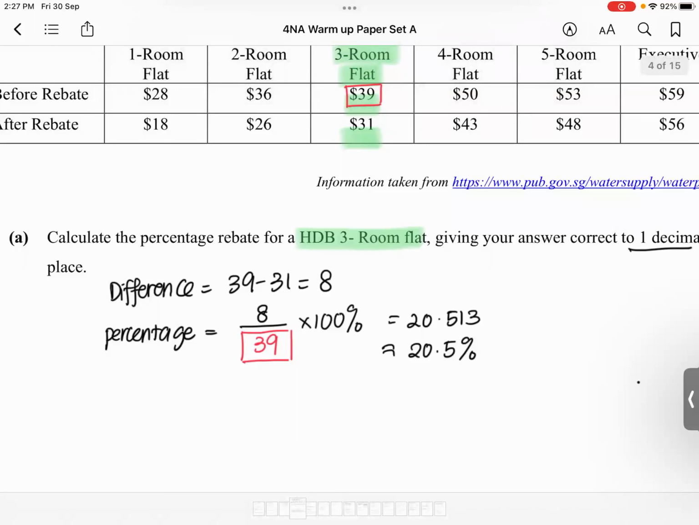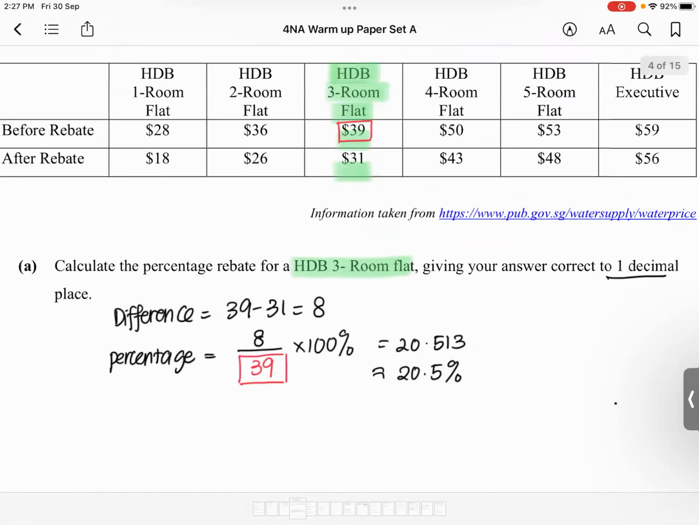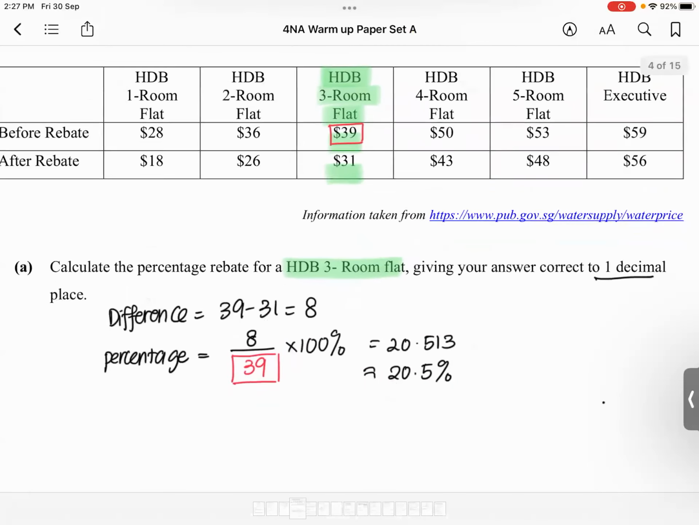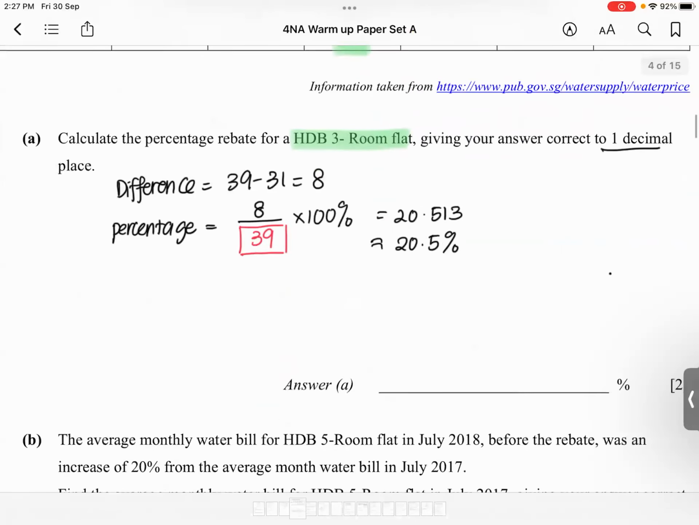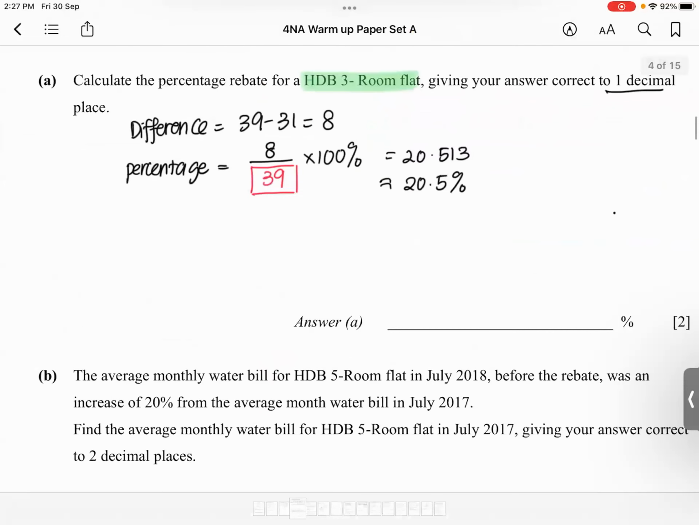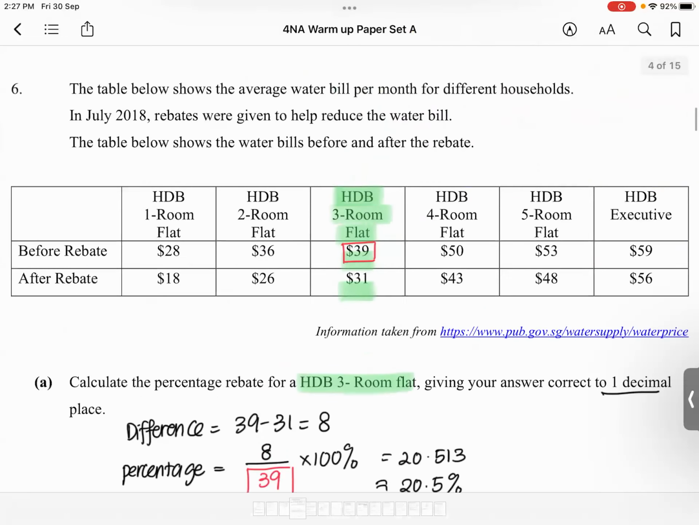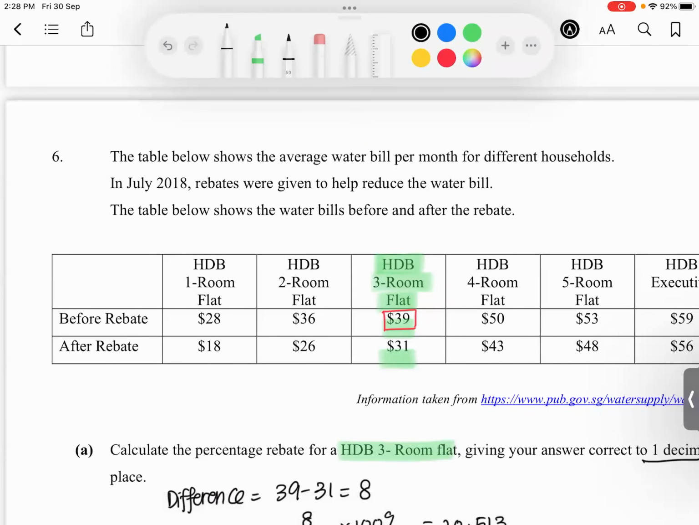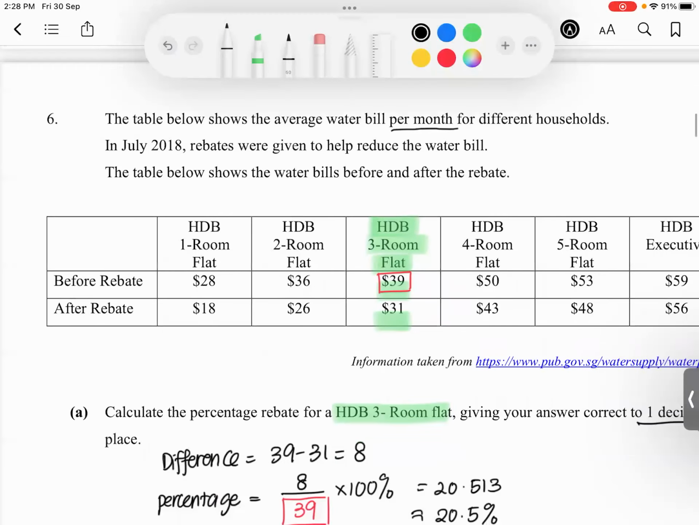Okay. Next part of the question, this one should be okay, right? Just need to know your original value and read the table properly. Next part of the question, this question got a few different keywords. Number one, it says average monthly water bill. This one shows the average water bill per month, so this is already monthly. Sometimes they want yearly or whichever, so you must watch out for the words that they mention.